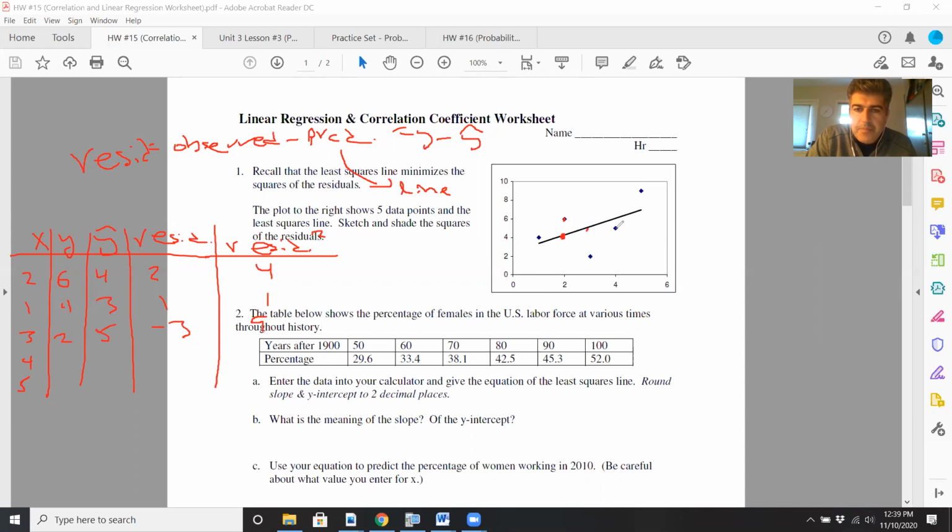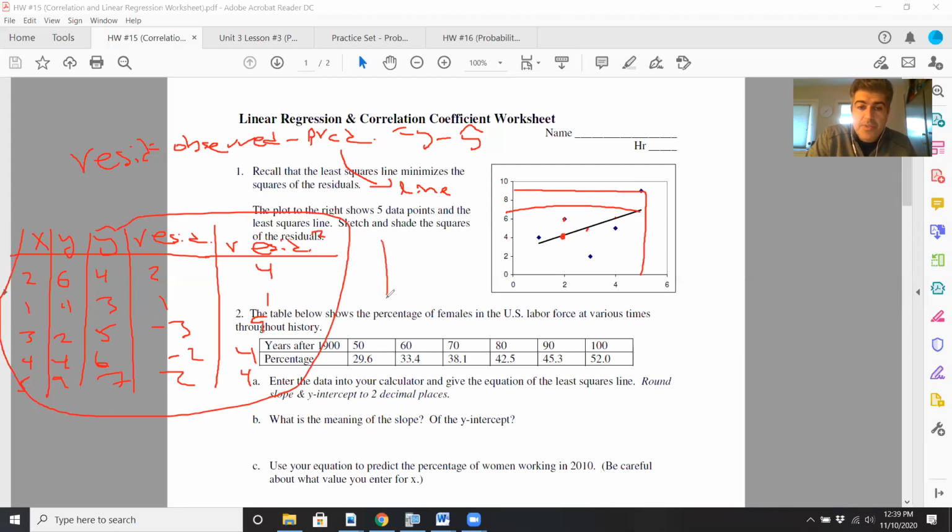At 4, we observe probably 4, and predicted is probably 6. 4 minus 6 is negative 2, square that, you get 4. At 5, it looks like we observe about 9. Predicted is probably about 7. 9 minus 7 is 2, 2 squared is 4. So that's what you're doing. I'm not sure what they mean by sketch and shade the squares of the residuals, but I think really all I wanted you to do is know how to compute it.